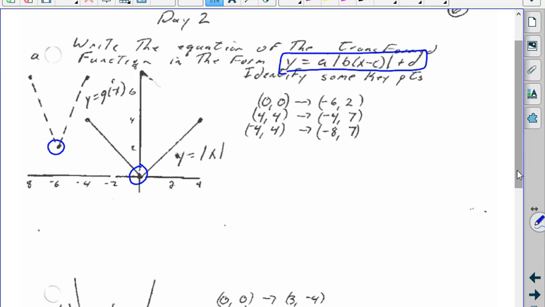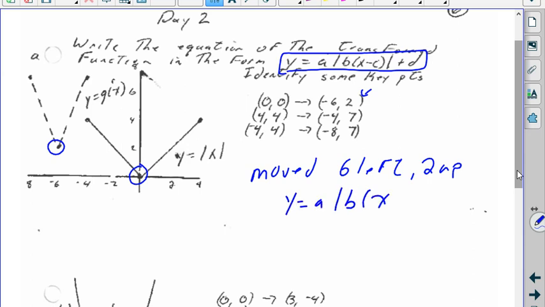We went from 0, 0 to 6, 2. So we can basically state the move: moved it 6 left, 2 up, by finding a very easily identifiable point. And to me, that's usually peaks or valleys. Now we can take this and modify this equation to this.